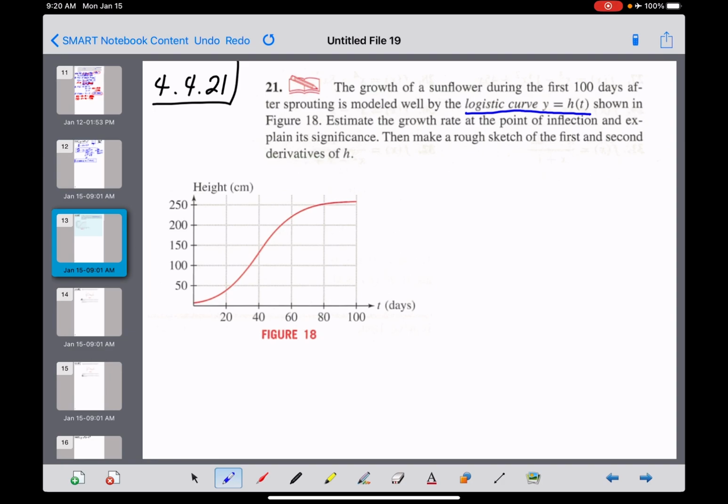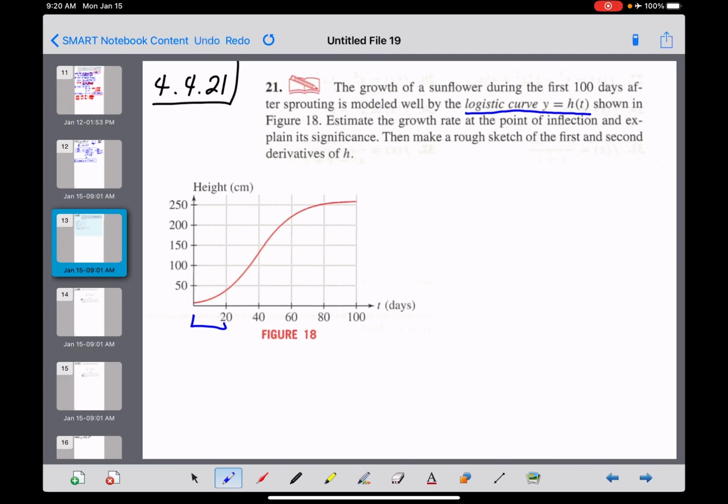So we're talking about growth that is very, very slow at the beginning. Then all of a sudden in the middle, growth really accelerates. But towards the end, growth slows down a lot and almost levels off, meaning that this living object is barely growing at all towards the end of its life, or in this case, 100 days.